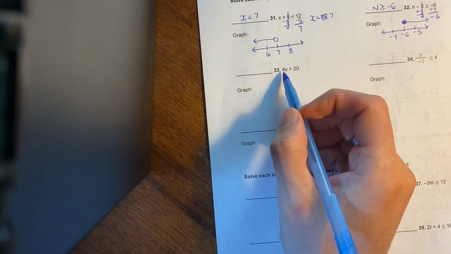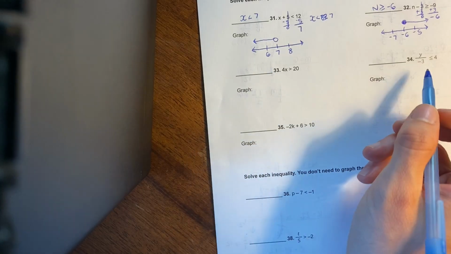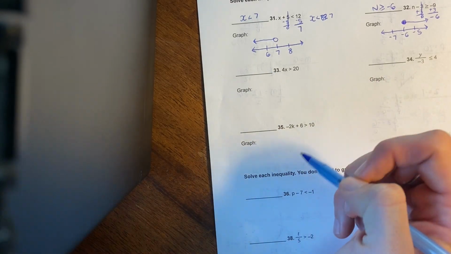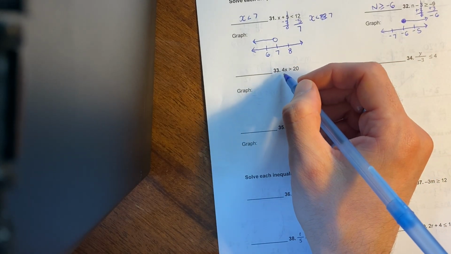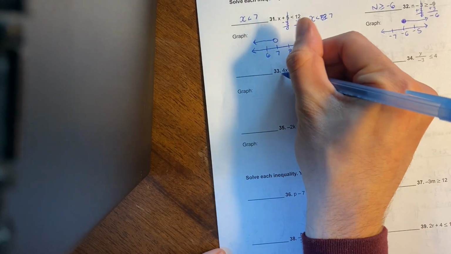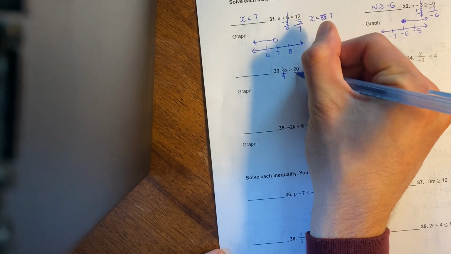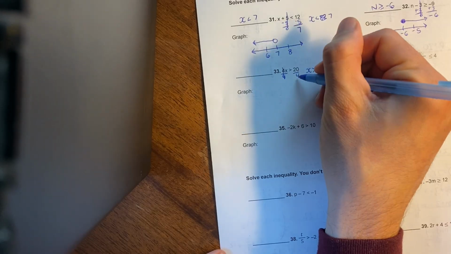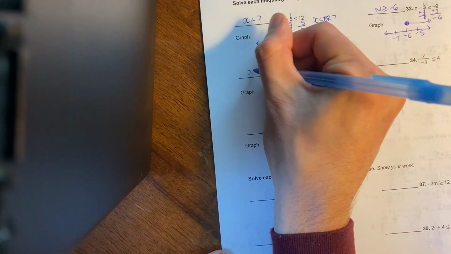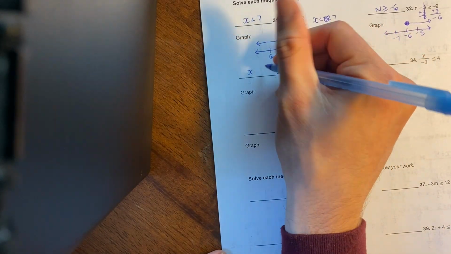All right, up next, we have some multiplication and division to do, and then a 2-step one. Ooh, that'll be fun. So 4x, 4 times x. So we need to divide by 4 to isolate the x. So we have x is greater than 20 divided by 4, which is 5. So x is greater than 5.